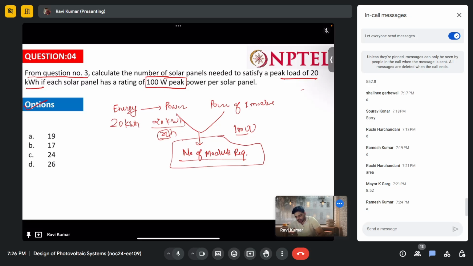What is this X? How many hours did we get in the previous question? X is not the area, X is the hour. We calculated it in the previous question itself. Mishra said C, 24, okay. X was 8.52 hour, so 20 kilowatt hour divided by 8.52, then further divide by 100, you will get N.